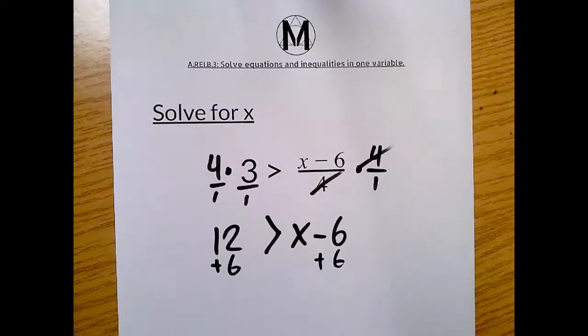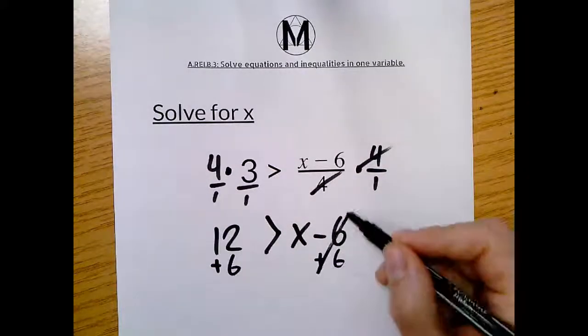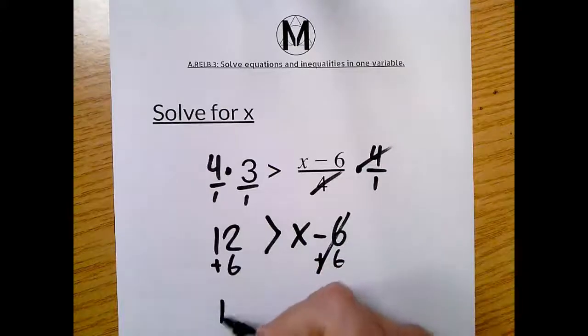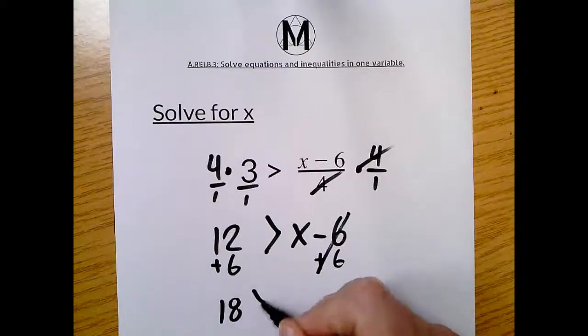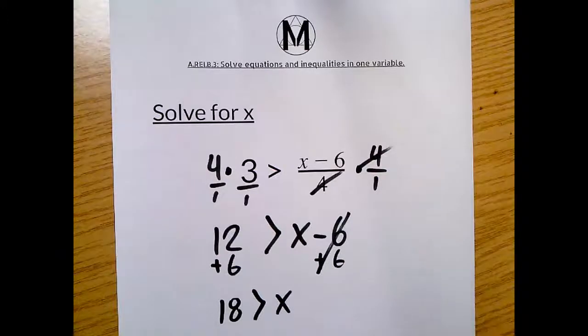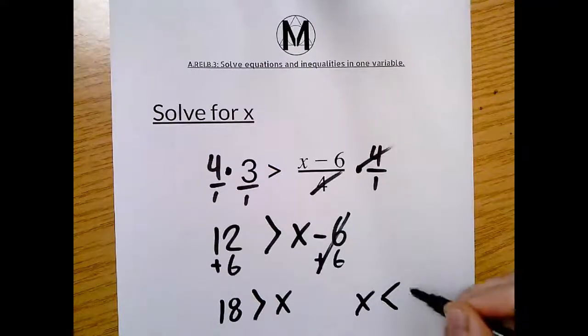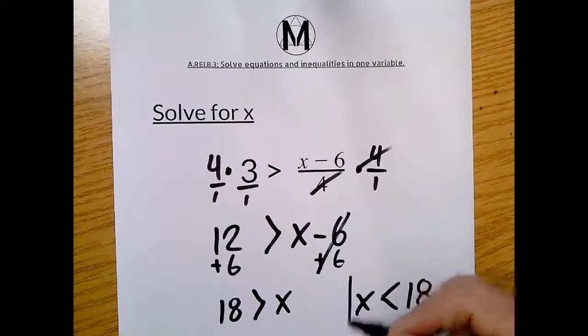Okay. And here we go. These go away. Minus 6 plus 6 goes to 0. And you just have 18 is greater than x. And some people like to have the x on the left, so you could write it as x is less than 18. There you go.